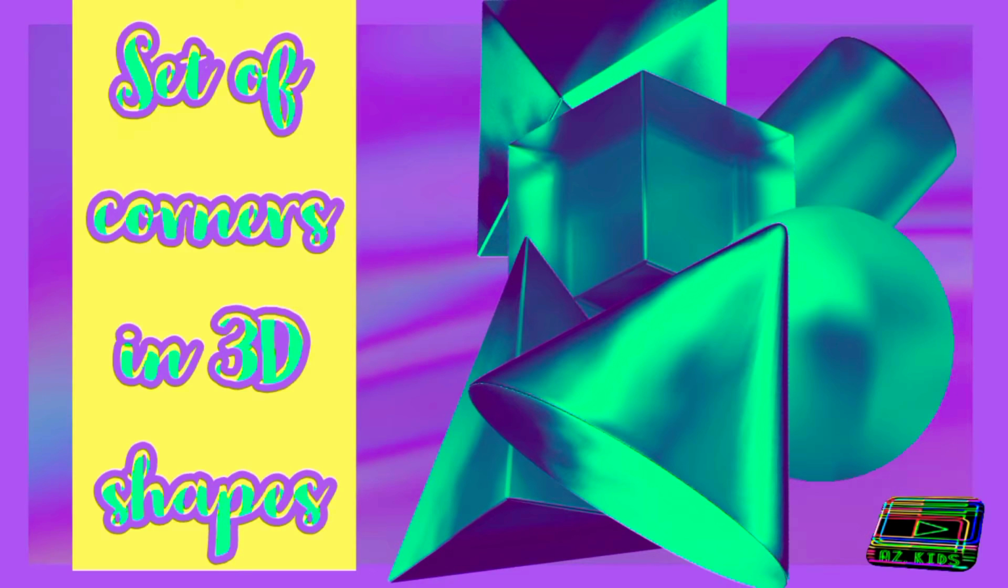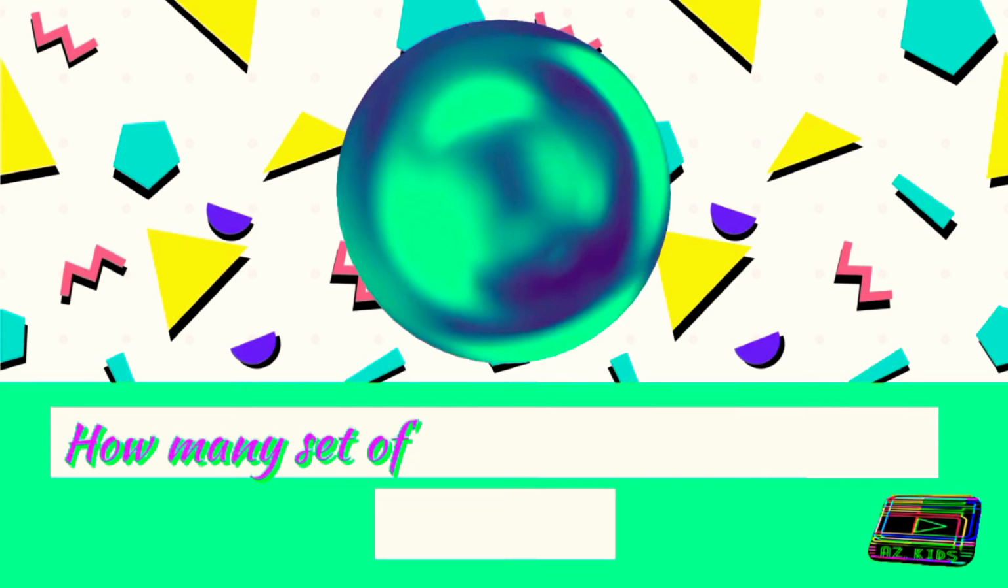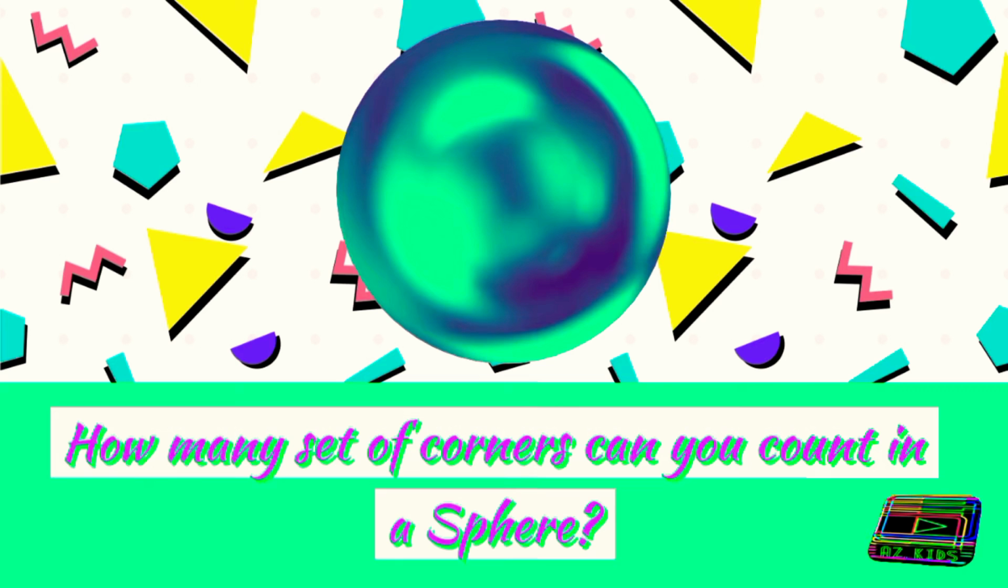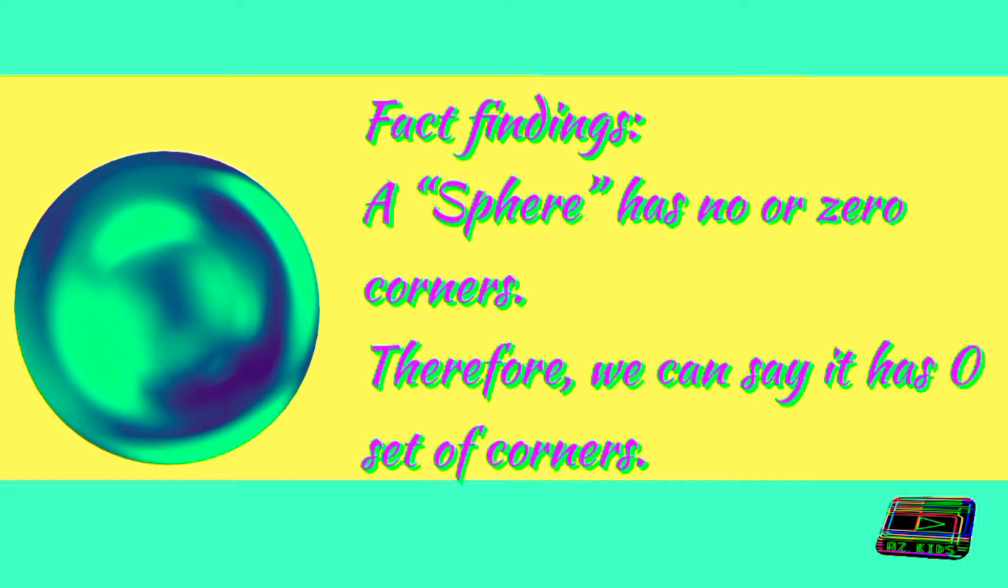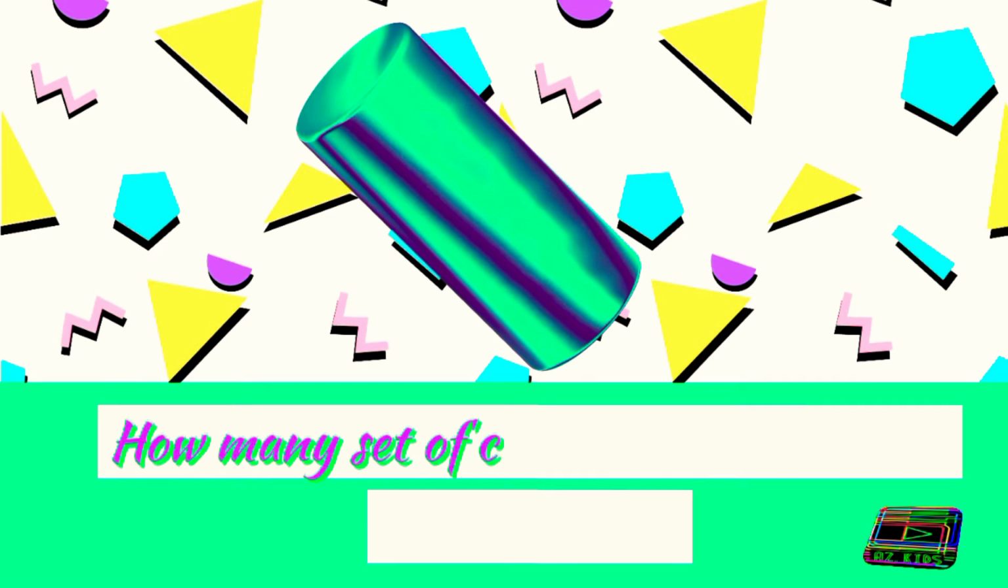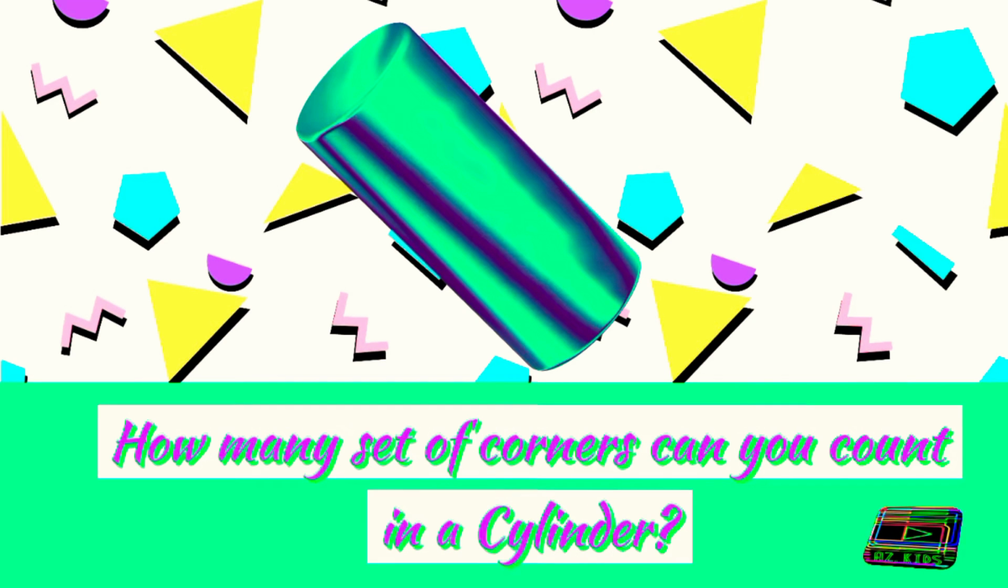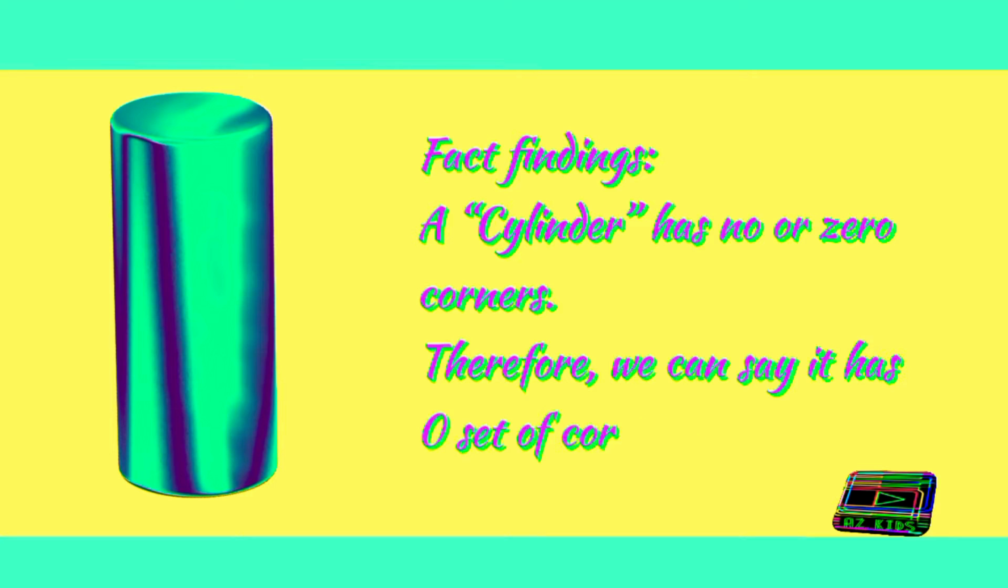Set of corners in 3D shapes. How many set of corners can you count in a sphere? Fact findings: a sphere has no or zero corners. How many set of corners can you count in a cylinder? Fact findings: a cylinder has no or zero corners.